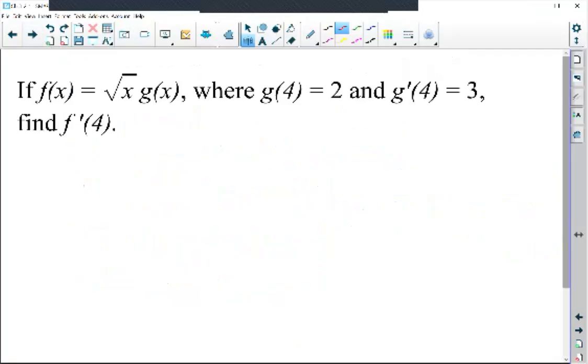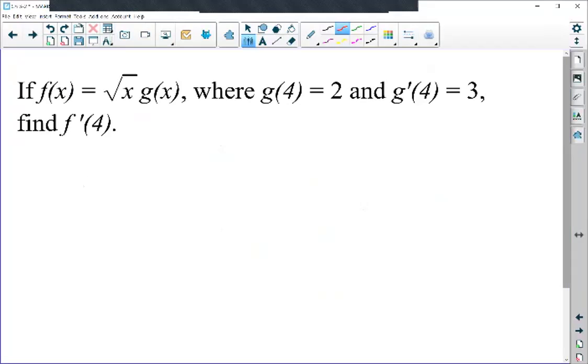All right, so here we have a function defined as f of x equals the square root of x times another function g of x. And we're told g of 4 is equal to 2, g prime of 4 is equal to 3. Find f prime of 4.